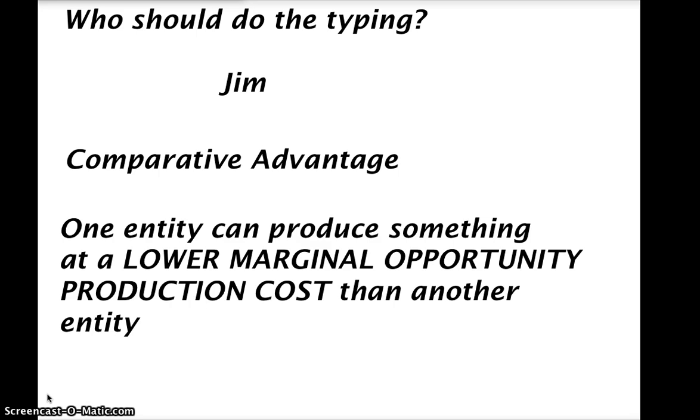And so the definition is this: one entity can produce something at a lower marginal opportunity production cost than another entity. So we're going back to that original concept of opportunity cost. What are you giving up? When Betty types a document, she is giving up $12 worth of value. When Jim types a document, he's only giving up $1 worth of value. So you can understand that he has the lower marginal opportunity production cost than Betty, and so he should produce that document.